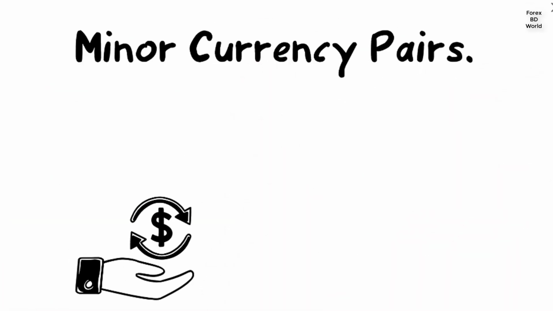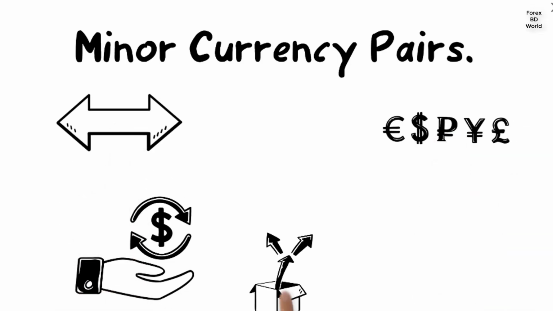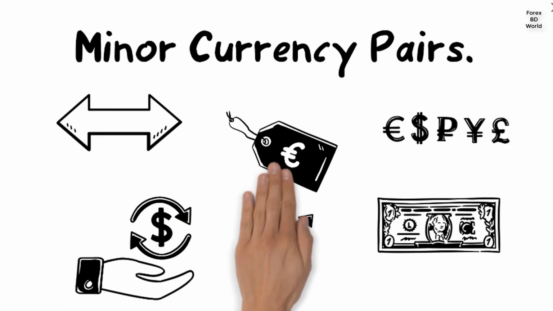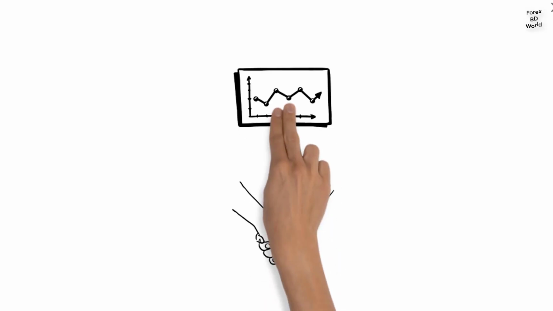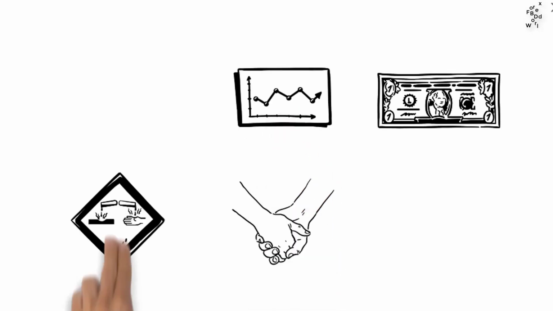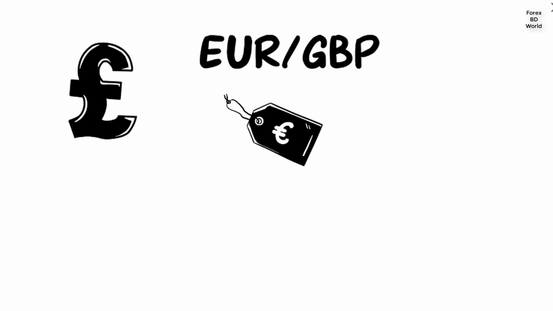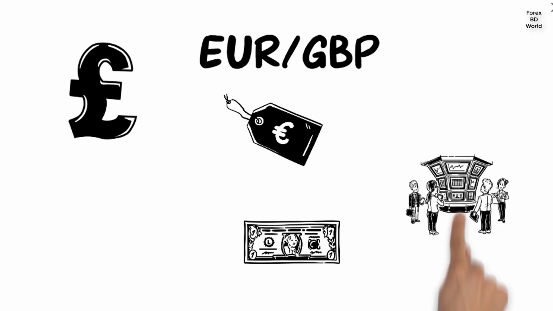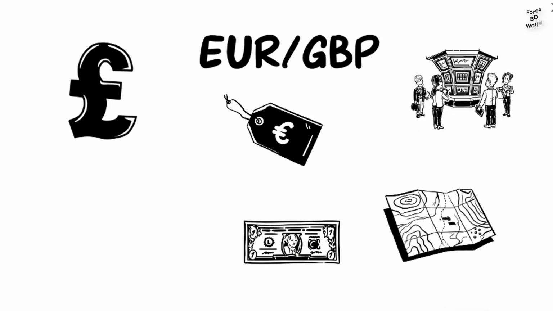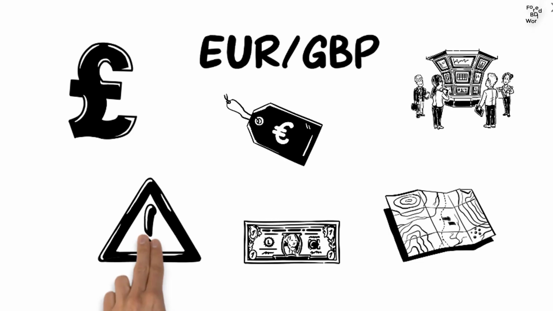Minor currency pairs. Minor currency pairs, also known as cross-currency pairs, are currency pairs that don't include the US dollar as one of the currencies. These pairs are less frequently traded than major currency pairs and are generally more volatile. Some of the most popular minor currency pairs include: the Euro to Pound sterling represents the euro against the British pound. It is a popular currency pair for traders in the European region and is often used to hedge against Brexit-related risks.